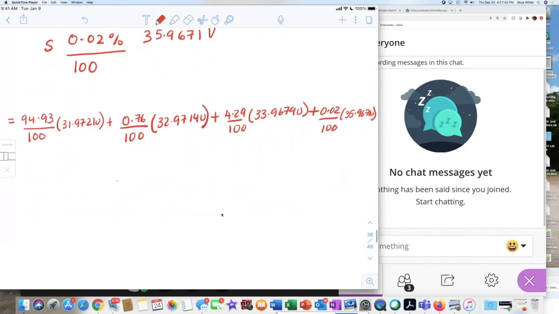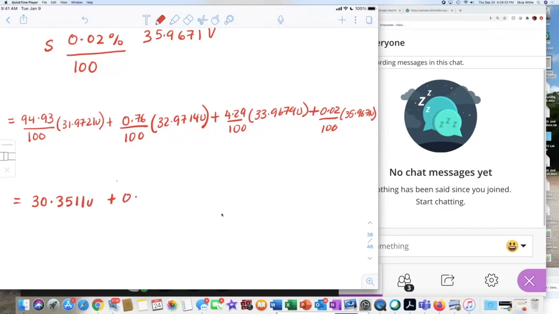Okay, four isotopes, four setups. Let's do this. First one, 94.93 divided by 100 gives you 0.9493, and then times 31.9721. From this first isotope, I get 30.3511 U. Next, 0.76 divided by 100 times 32.9714.